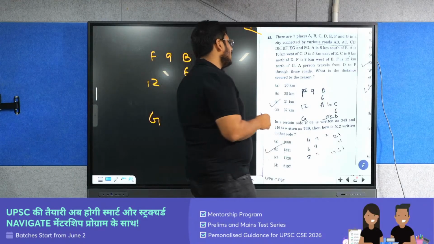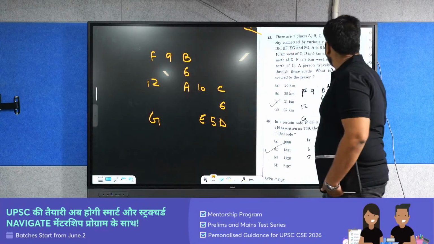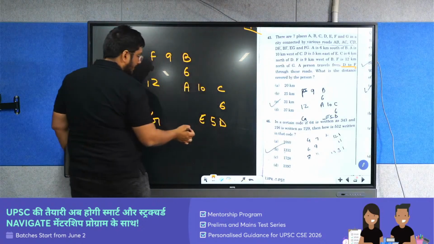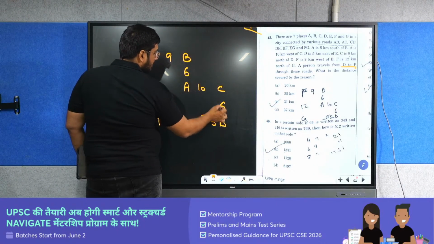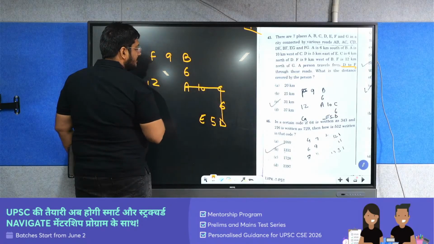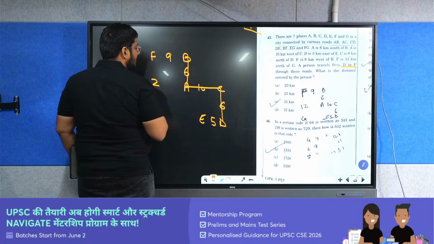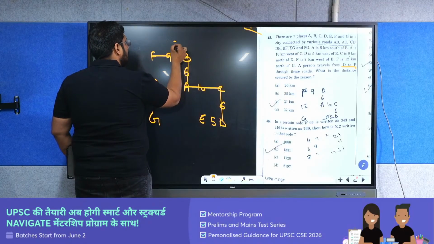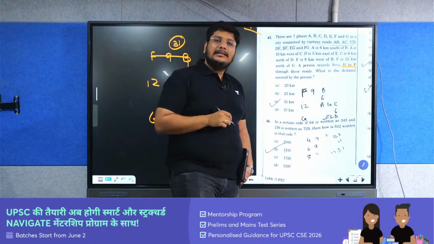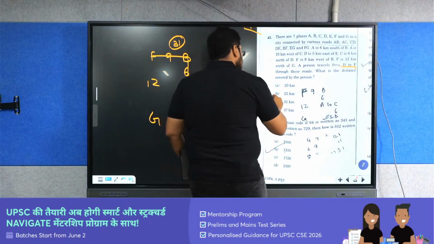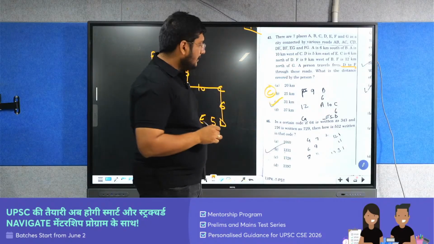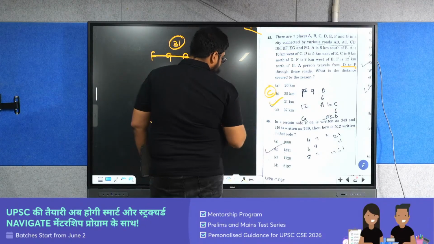What is the distance covered by a person if he is traveling from D to F? Either he'll go like this: he has to go 6 kilometers, then 10 kilometers, 16, plus 6, 22, plus 9, 31 kilometers. So he has to go a distance of 31 kilometers, option C. Done. Question number 46.